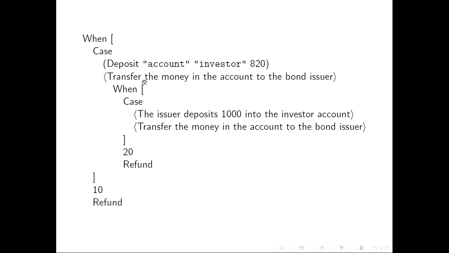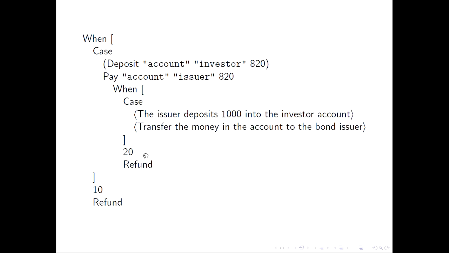Well, when this has happened, remember this happened before time 10, or by time 10, then the money in the account is transferred to the bond issuer, and that's accomplished with this. So the bond issuer is paid 820 from the account.